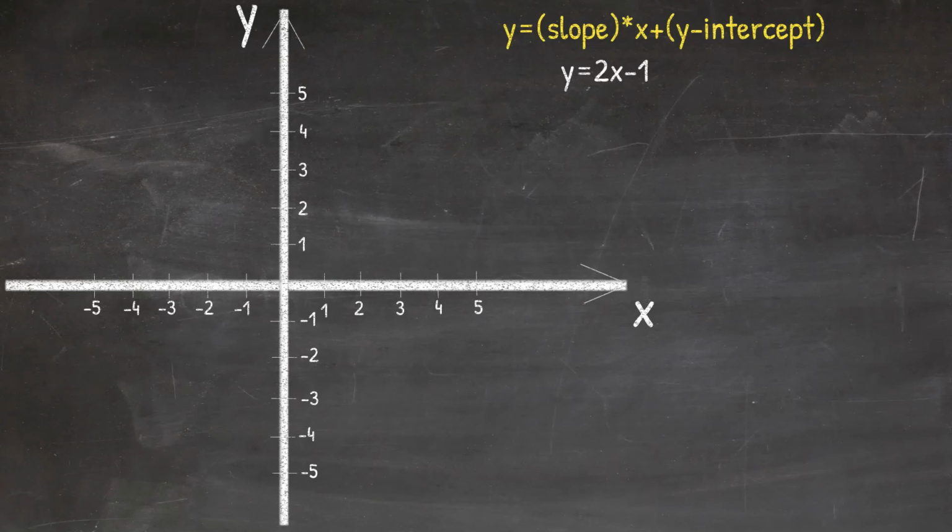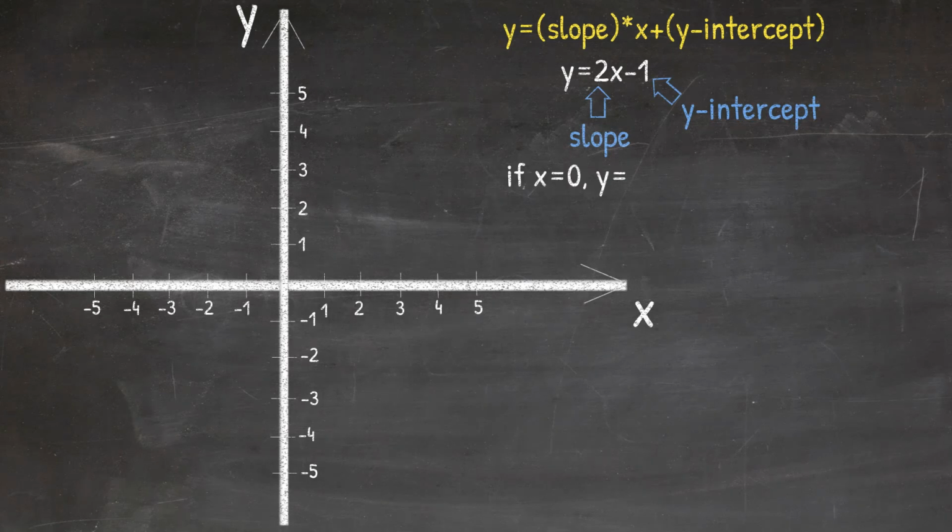Let's say we're given an equation, y equals 2x minus 1. Looking at it, we can already identify that 2 must represent slope and minus 1 must represent y-intercept. To draw any line, we only need 2 points. Let's apply the formula that we're provided, y equals 2x minus 1, to define 2 points. So point number 1, let's just pick x equals 0 for starters and apply the formula y equals 2x minus 1. If x equals 0, y equals 2 times 0 minus 1, which equals minus 1.